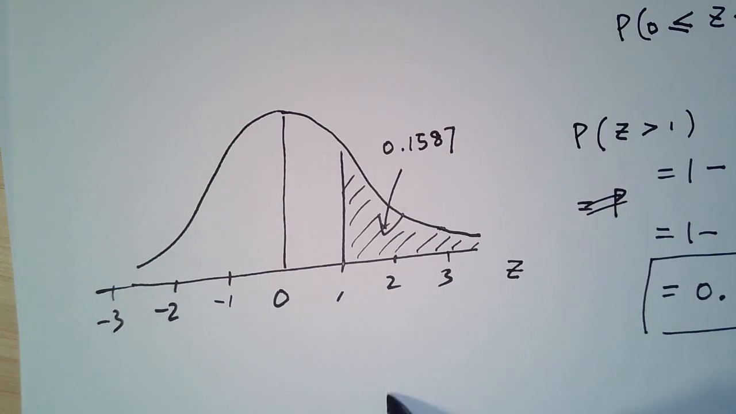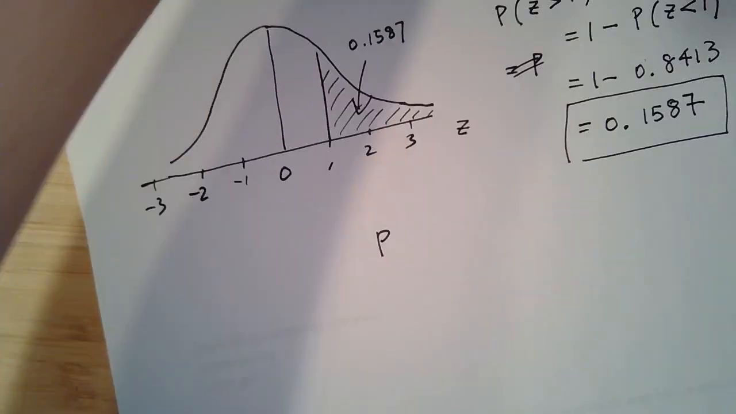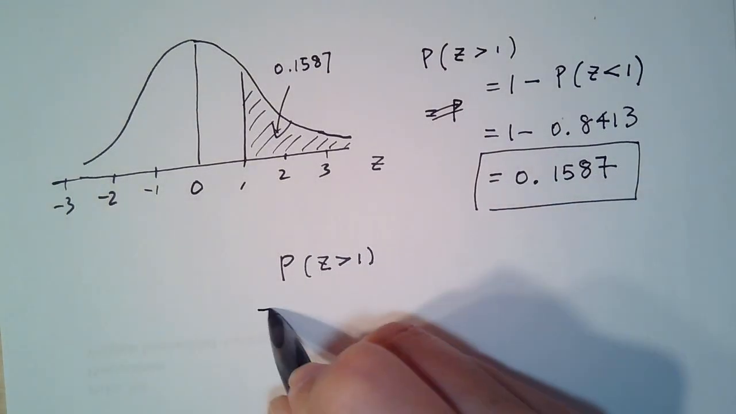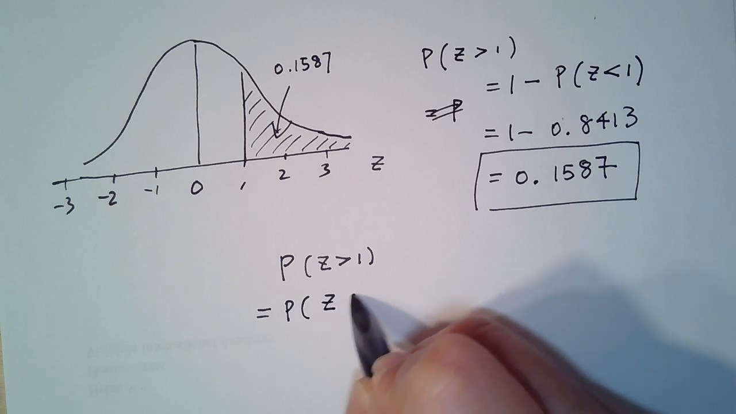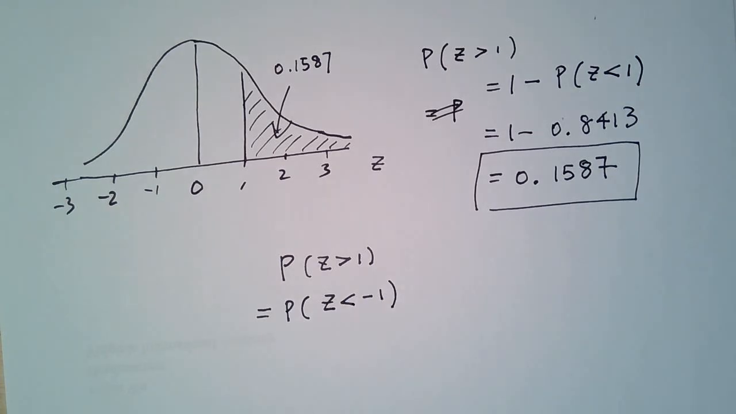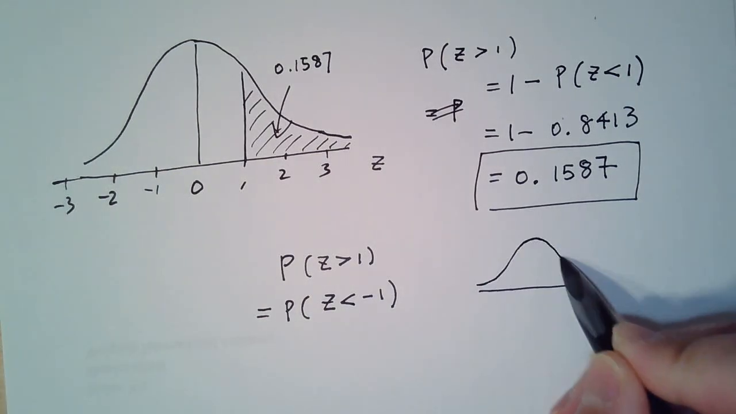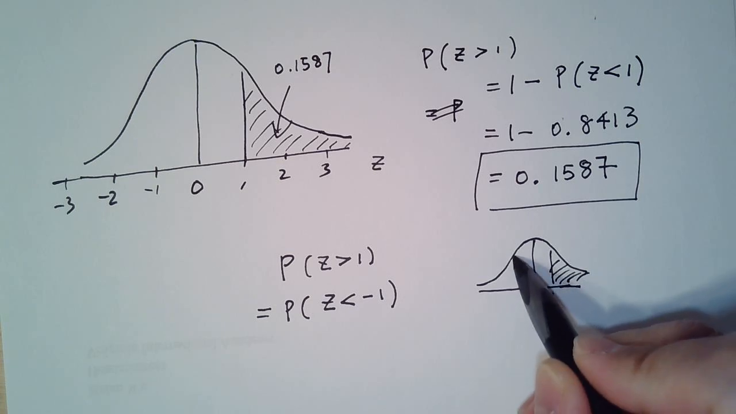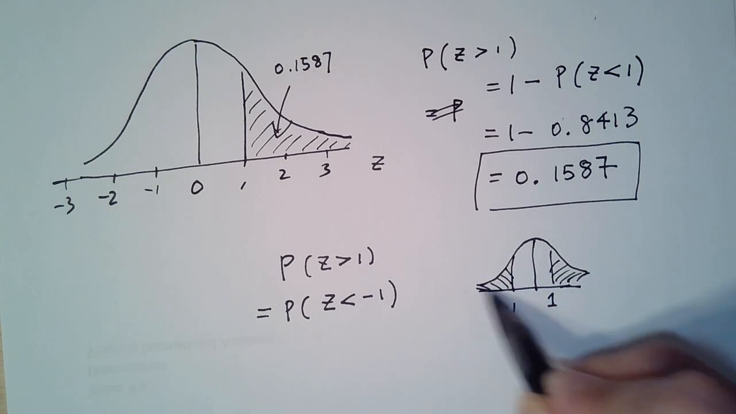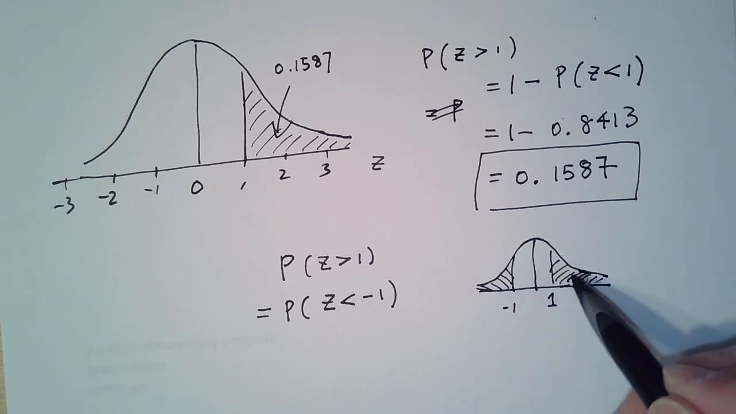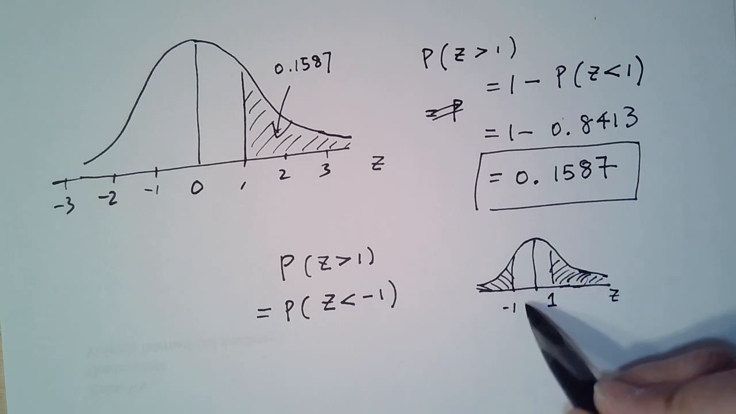The other way to do that, the probability, okay, I'm gonna make it bigger. The probability that z is greater than 1 is the same as z is less than -1. What does that mean? That means this area should be the same. I just draw that here quick. So here's a 1, and here is -1, to the left of -1. Because this bell-shaped curve is symmetric, the area greater than 1 and the area less than -1 should be the same.